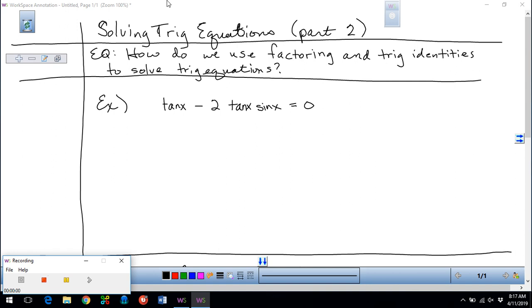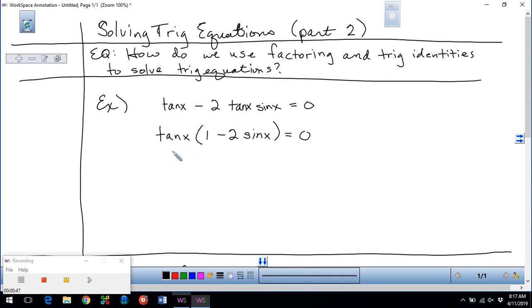We have tangent of x minus 2 times tangent of x times sine of x is equal to 0. And our first step is going to be to use factoring. We're going to factor out tangent of x for both of our terms. So if we take the tangent of x out of both of the terms, tangent divided by tangent is 1, minus 2 tangent of x sine of x divided by tangent is 2 sine of x. Close our parentheses is equal to 0.